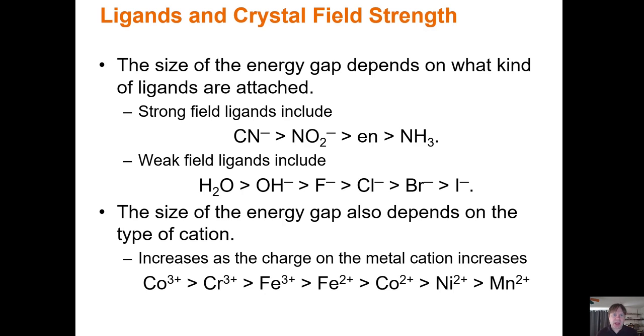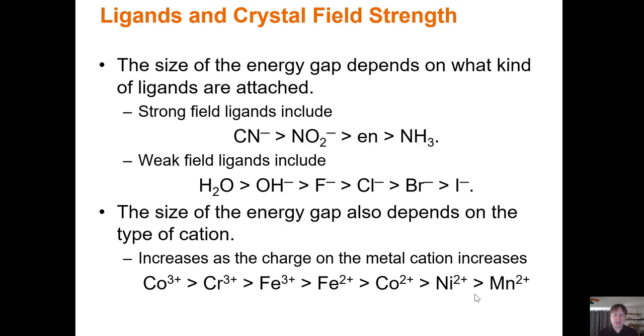The size of the gap will also depend on the type of metal ion. So the gap will increase as the charge increases. Metals with large charges will have larger gaps. Metals with smaller charges, so +2, will have lower gaps. And it also sometimes depends on the specific metal ion.